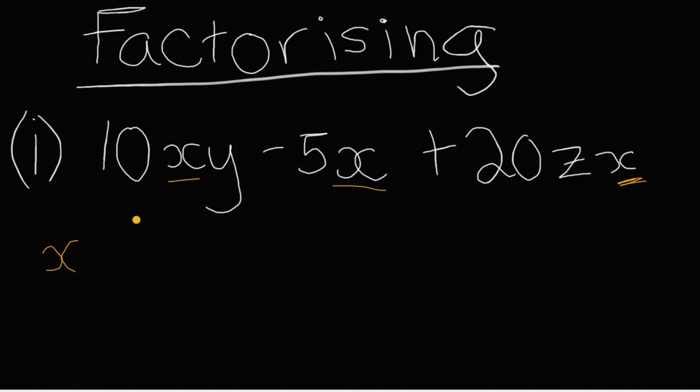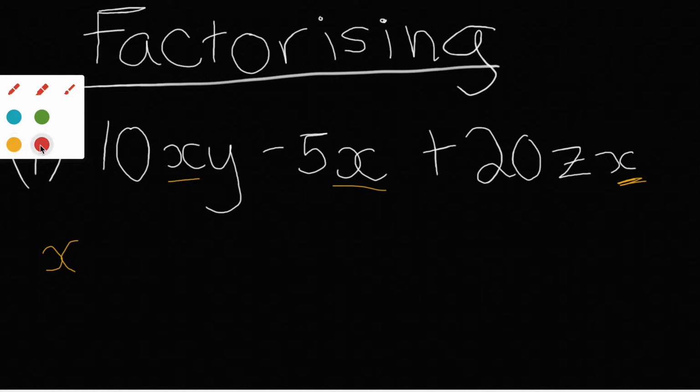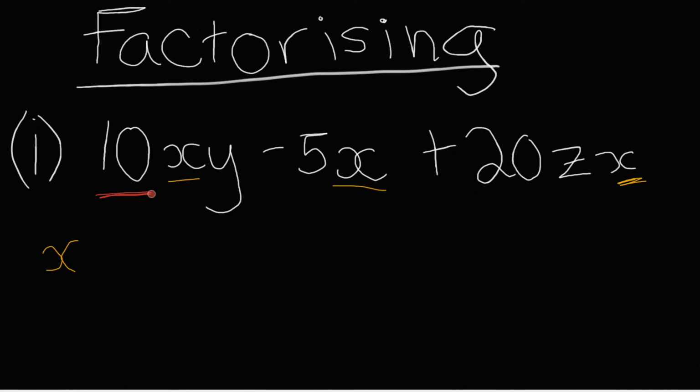Then another pattern, the thing about factorizing is you're just looking for patterns, right? So another thing you can see that all of these terms have in common is that they are all multiples of 5, right? So 10 is 5 times 2, minus 5 is 5 times negative 1, and 20 is 5 times 4, right? So we can take 5 out also, right?